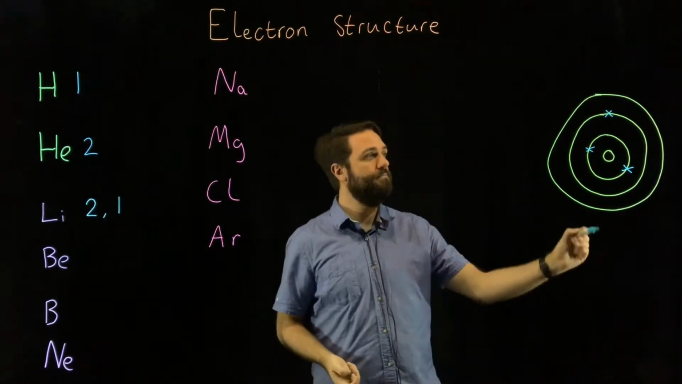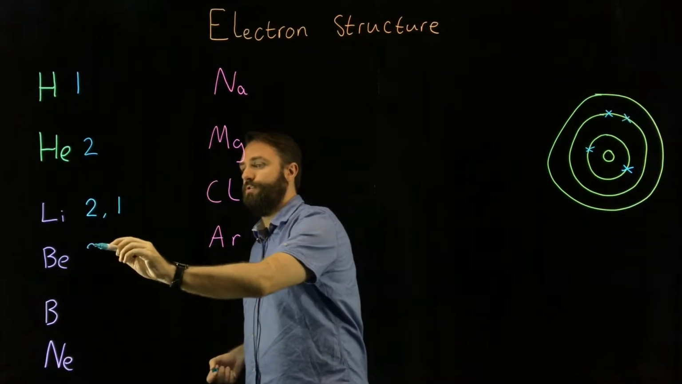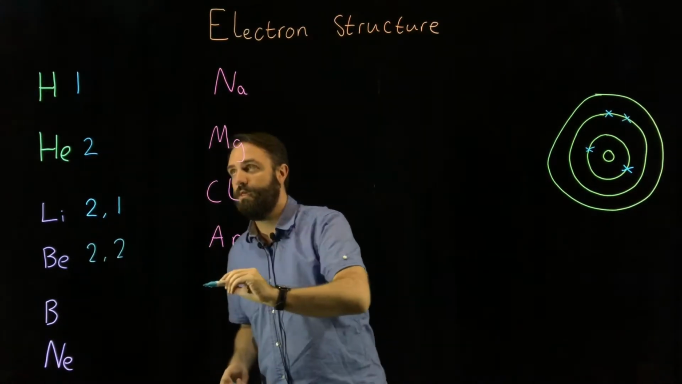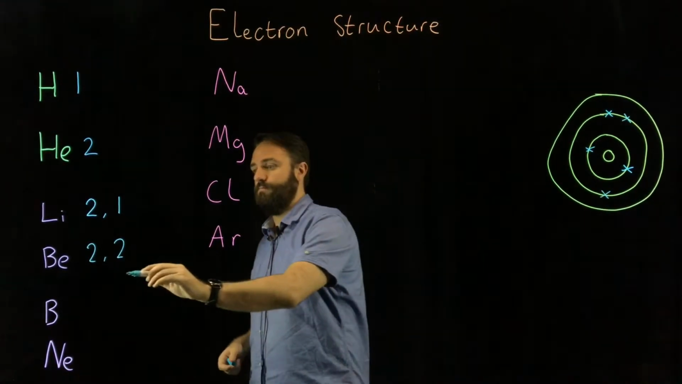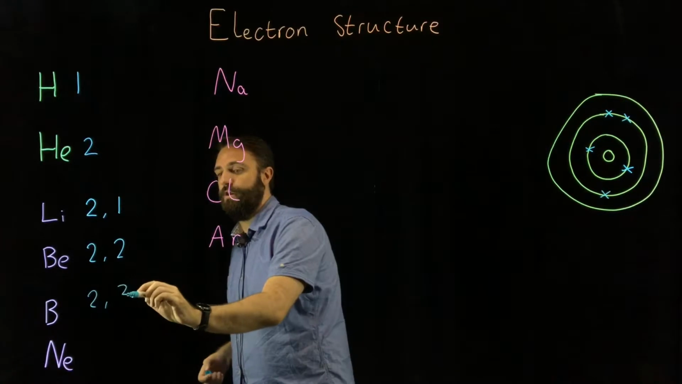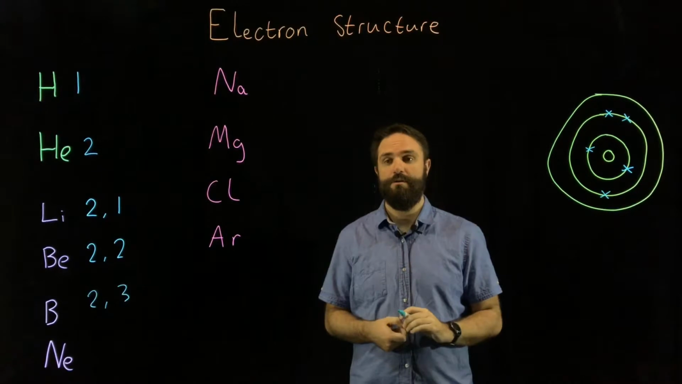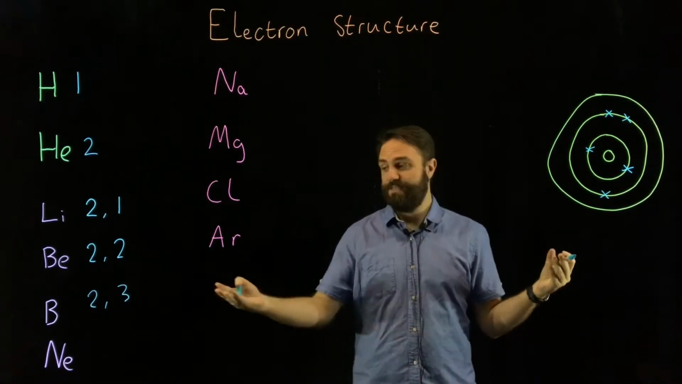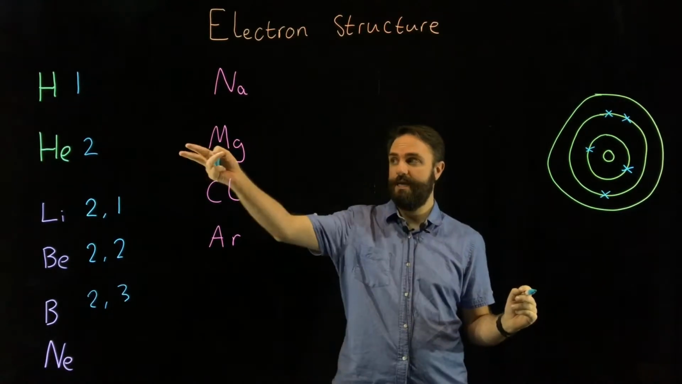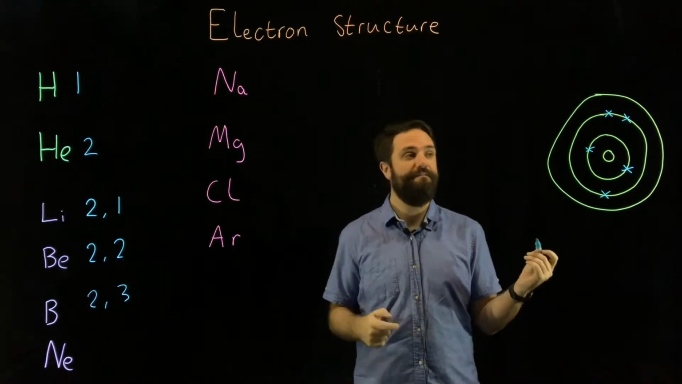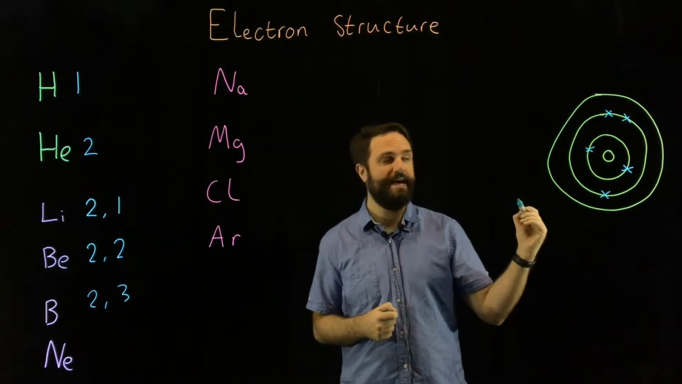So beryllium has another electron, 2, 2. Boron has another one, 2, 3. Now, if you're looking at your periodic table, you'll notice neon is not the next atom along. I've skipped a few just to show you what neon would look like. Neon is a noble gas, just like helium. Noble gases have full electron shells. So what we do is we keep adding electrons until we get to neon.